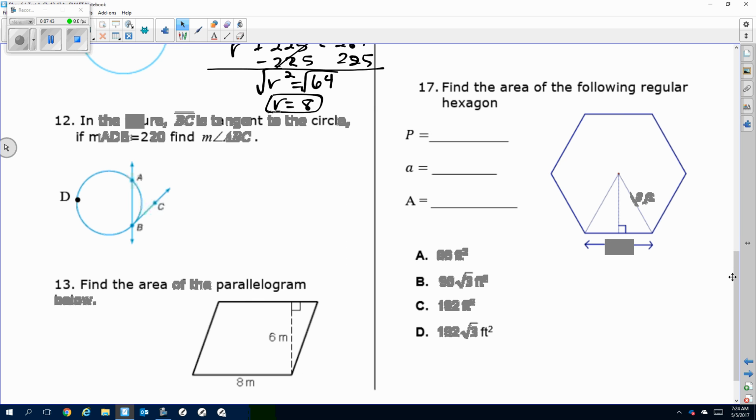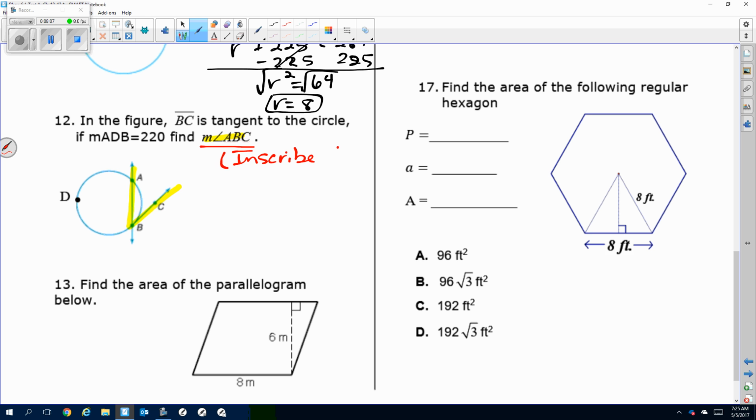On number 12, we had to use what we know about a circle being 360, and you had to understand that this angle here, A, I'm going to highlight it. This angle, A to B to C, is an inscribed angle, because the vertex is on the circle. Whenever you have an inscribed angle, it's equal to half the intercepted arc.